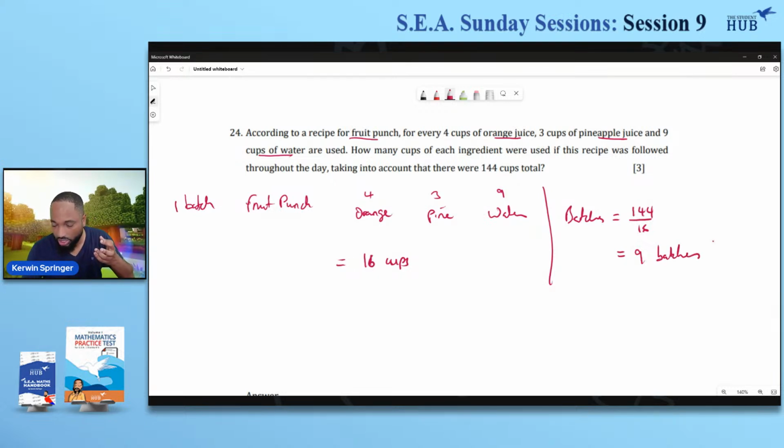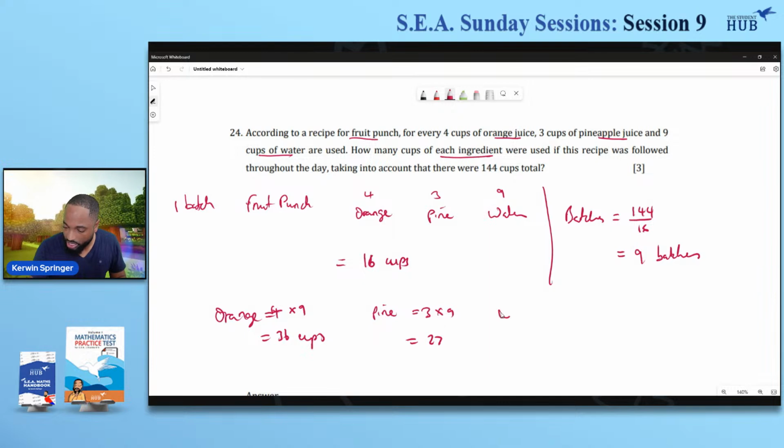To figure out how many cups of each ingredient, orange will be 4 times 9. Tell me what that is. 4 times 9 is 36 cups. Well done, guys. I know this one, the one before this was hard. Pineapple was 3 times 9, which is 27. And water is 9 nines, which is a square number. 9 nines are 81 cups.